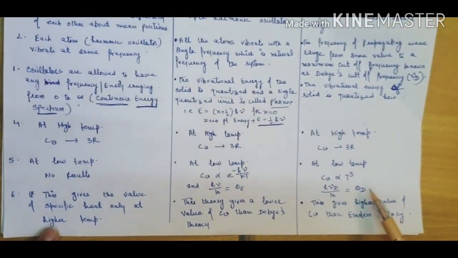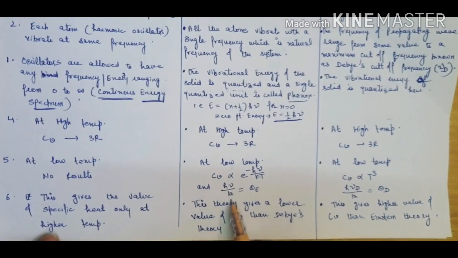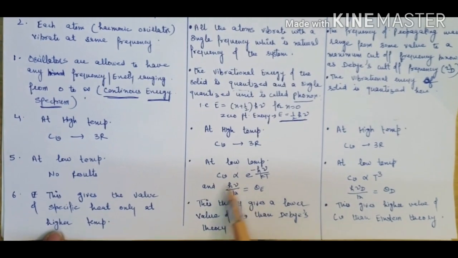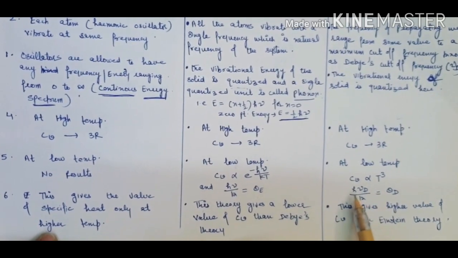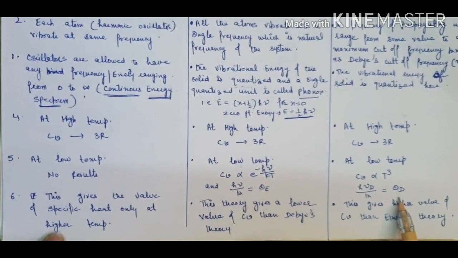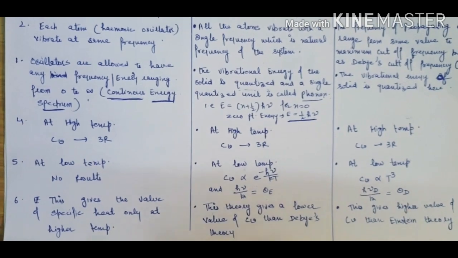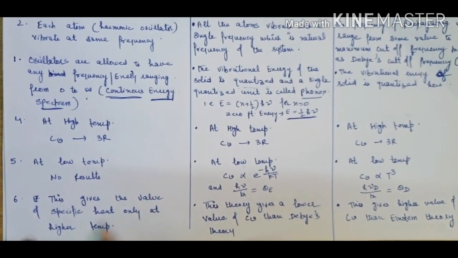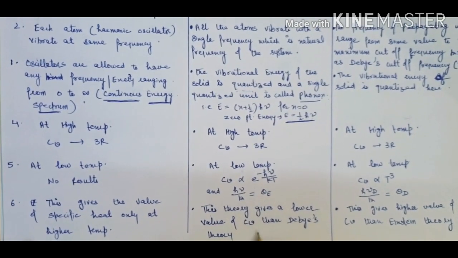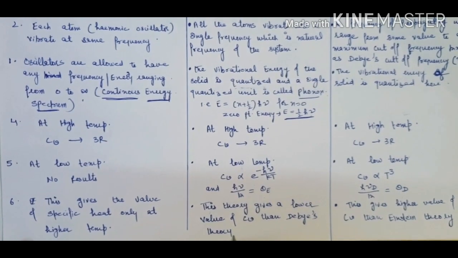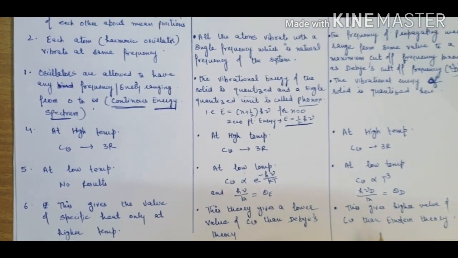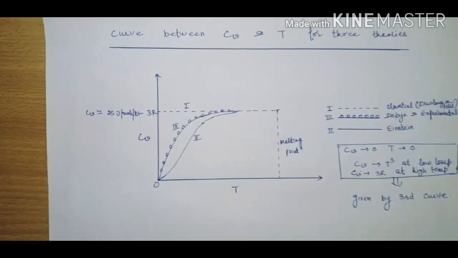Clear? And in Einstein, h nu over k is equal to theta E, which is the Einstein temperature. Okay? The numericals are based on this formula. And for Debye, h nu D, which is the Debye cutoff frequency, over k, is equal to theta D, which is the Debye temperature. The last comparison: Dulong and Petit law gives the value of specific heat only at higher temperature. This theory gives a lower value of specific heat than Debye theory. The curve is lower than the Debye curve. And Einstein theory gives a higher value of specific heat than this one.